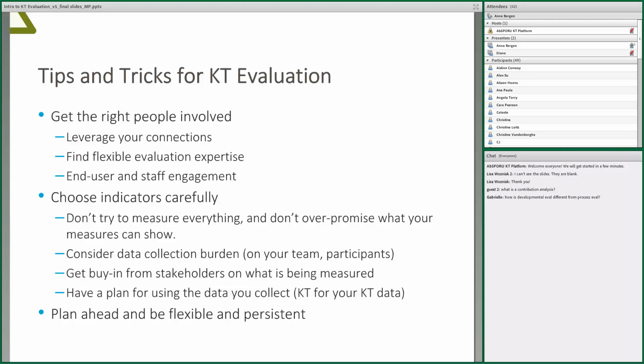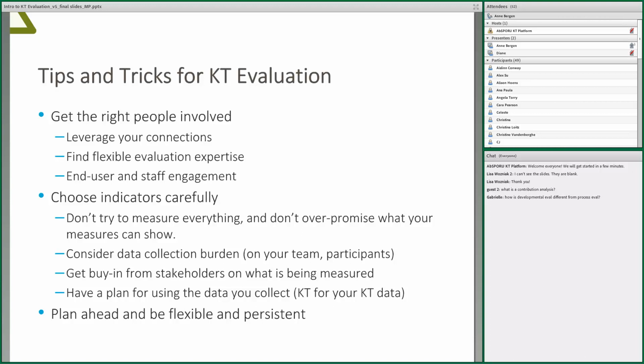I think it's really important to choose indicators carefully. There's an urge often to try to measure everything. But once you have too much data, it's just overwhelming. So don't try to measure everything and don't overpromise what your data can show. If you're measuring retweets, say, as a marker of engagement, that's great. But don't say that retweets are actually going to lead to outcomes. You would need more evidence to demonstrate that.